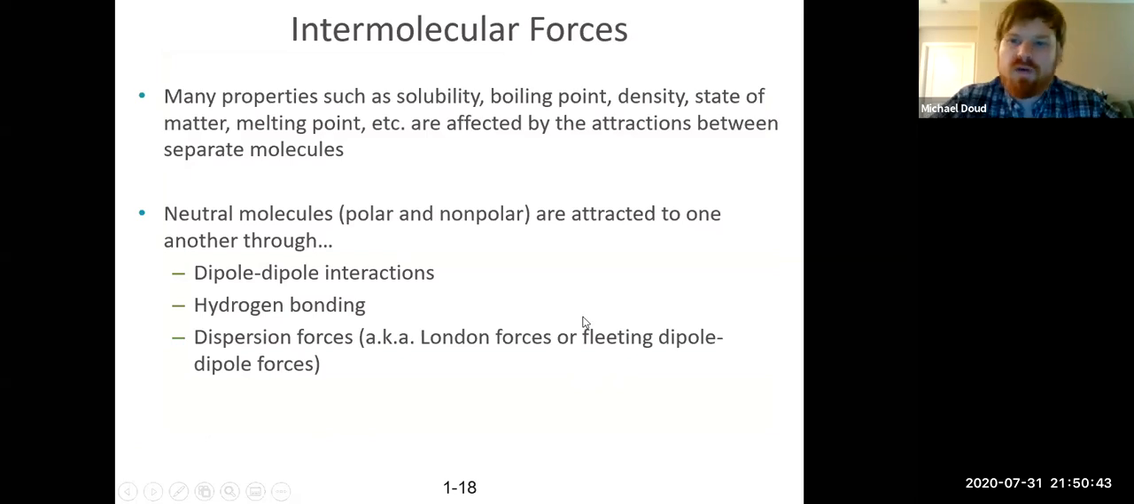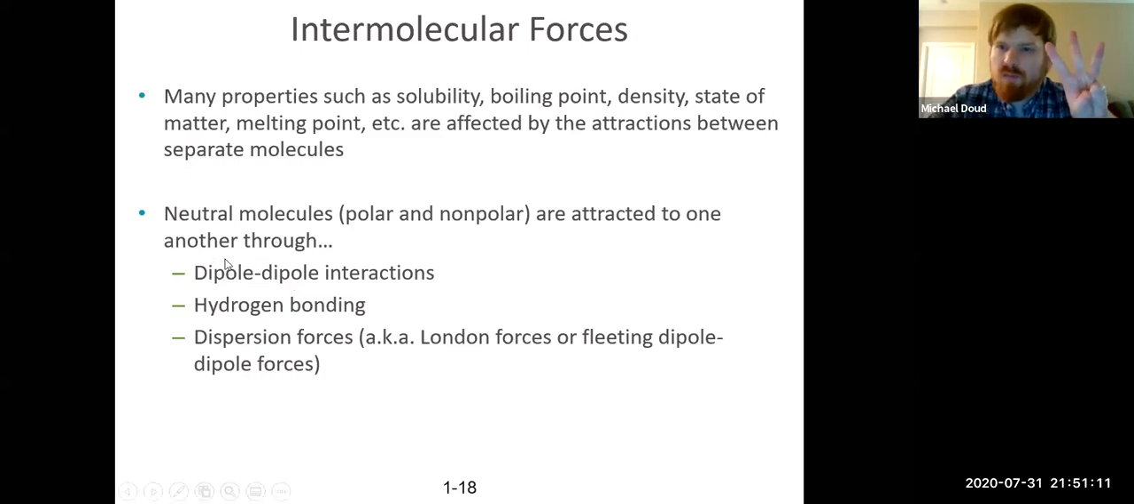Okay, now finally, this is where things actually kind of come to a head, where we're going to make predictions based on all of that. And that is based on what we've learned about dipole moments. We can actually predict the intermolecular forces that a molecule should experience. And this is going to affect all sorts of properties. So solubility, boiling point, density, state of matter, like at room temperature, the melting point, all of these different things are going to be affected by these intermolecular forces.